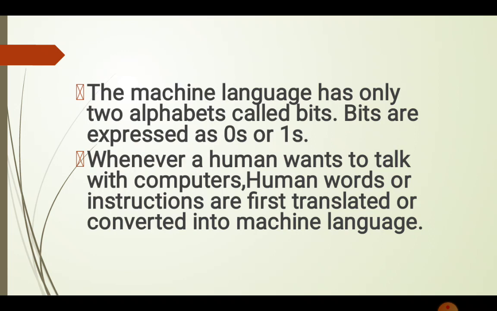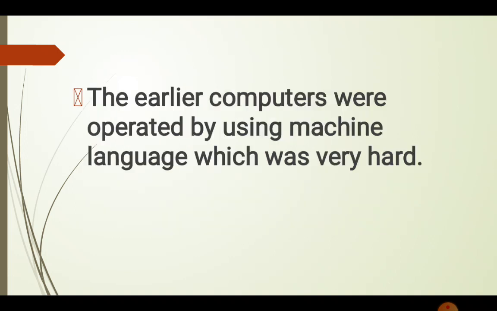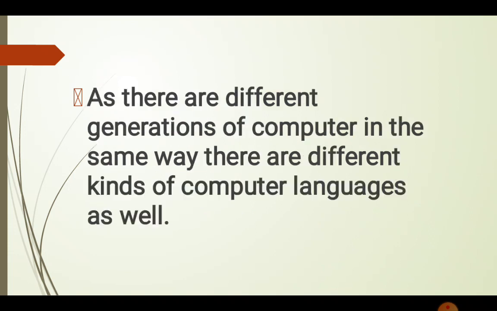So my dear students, whenever a human wants to talk with computers, human words or instructions are first translated or converted into machine language, so that the computers can understand it and perform the actions as instructed by the human. Students, as you know, the earlier computers were used by using machine language, which was very hard for humans to learn, write or remember, but as time passed, computer languages also improved, as there are different generations of computers. In the same way, there are different kinds of computer languages as well.